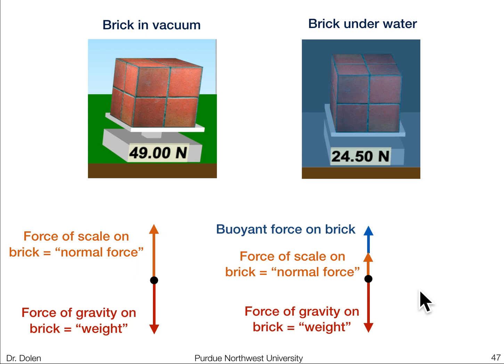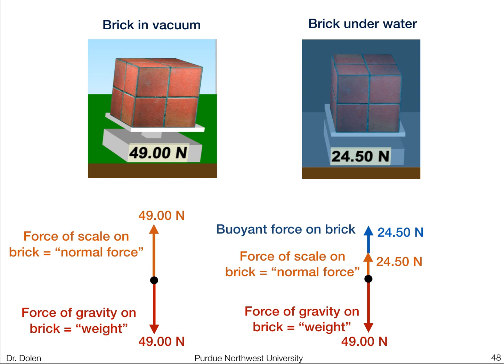Why is that? Well, now there's another force involved. There is a buoyant force. Right? The fact that this brick is submerged underwater means there is a buoyant force upwards on the brick. And so the force of the scale on the brick doesn't have to be as big anymore. It doesn't have to support the full weight of the brick anymore, because the buoyant force is also helping to support this brick. And therefore, the scale is just reading a smaller number, right? It's not accurately telling you the mass of this brick or the weight of this brick anymore, right? It's telling you just how much force the scale is pushing on the brick with.